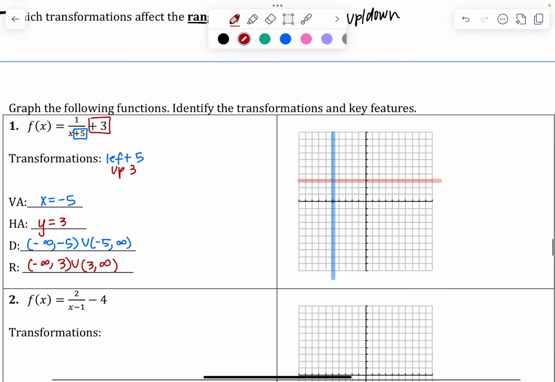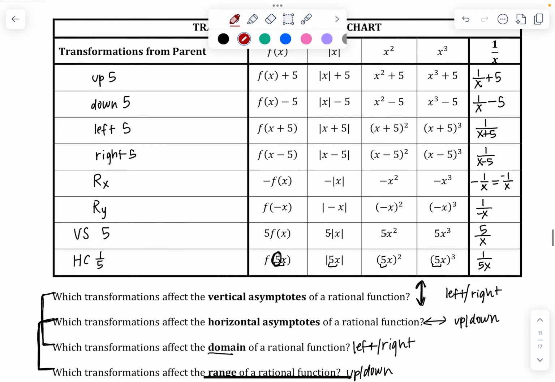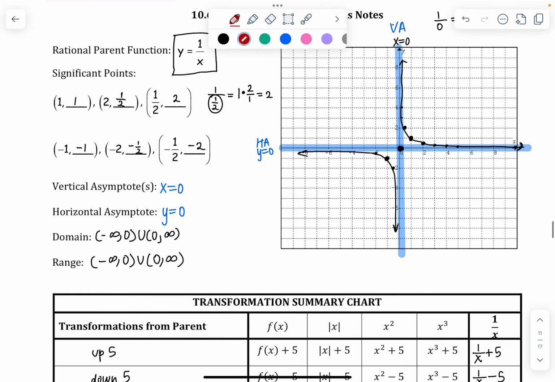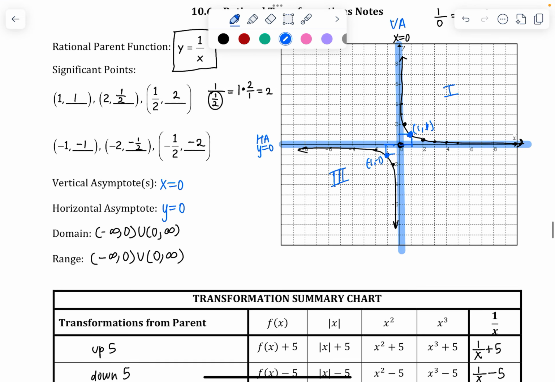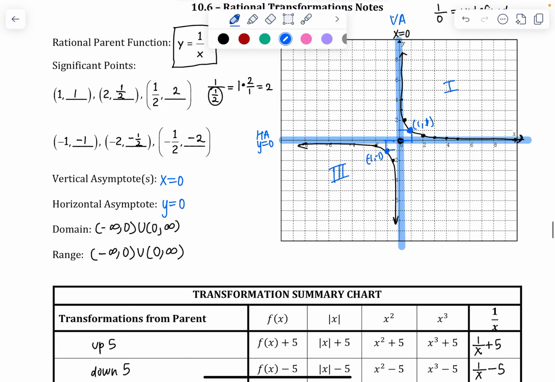Now, to get the points to be able to graph the function, the default setting, our parent function, always has a point that is 1 away from each asymptote. And so it's always going to default to quadrants 1 and 3. So you have a point at 1, 1, and -1, -1. And so you're going to have that point, as long as there's no vertical stretch or compression or reflection, you're still going to have that situation.